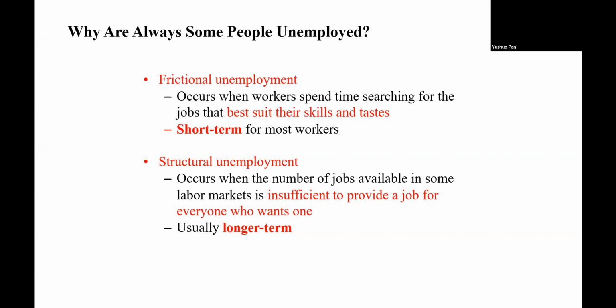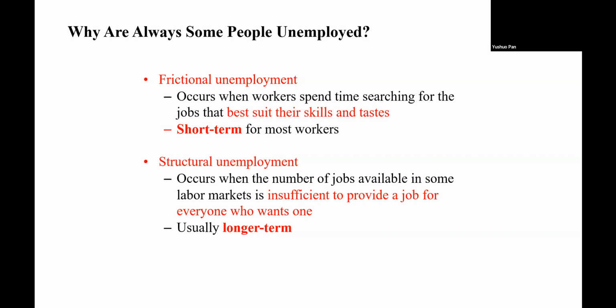So in this frictional unemployment, usually it's the short term for most workers. Again, back to the last slide, remember most people could find a job in the short run. So for the frictional unemployment, that's the short run, because most people can find a job really fast. But for the structural unemployment, it occurs when the number of jobs available in some labor market is insufficient to provide a job for everyone who wants one. And usually this is the longer run, longer term.